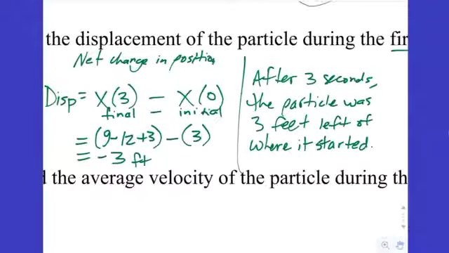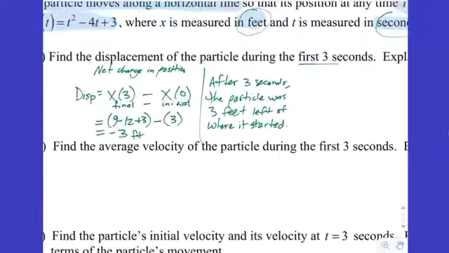I got that. Does that mean that the particle had to be moving left the entire time during those 3 seconds? No, we only took a pulse at the end and at the beginning. It could have been zigzagging back and forth anywhere in that first 3 seconds, but all we know is that it ended up at the end of 3 seconds, 3 feet to the left of where it started. Okay, sweet. Find the average velocity of the particle during the first 3 seconds.